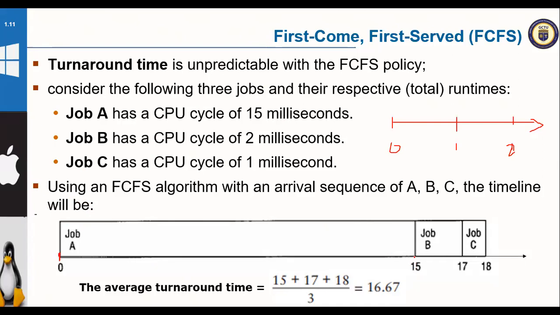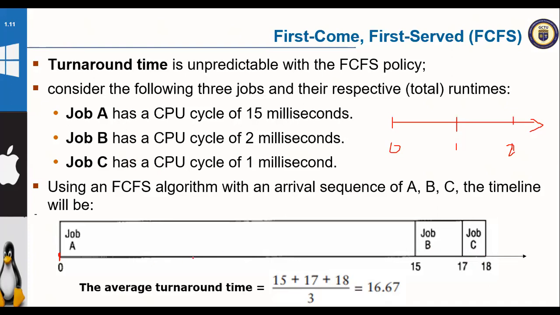At time 15, A is complete. So job B will be swapped into the CPU. B has a CPU cycle of 2. So 15, 16, 17. Job B has completed its execution. Job C is given to the CPU at time 17. Job C has only 1 CPU cycle. Therefore, from 17 to the 18th CPU cycle, job C is also complete.